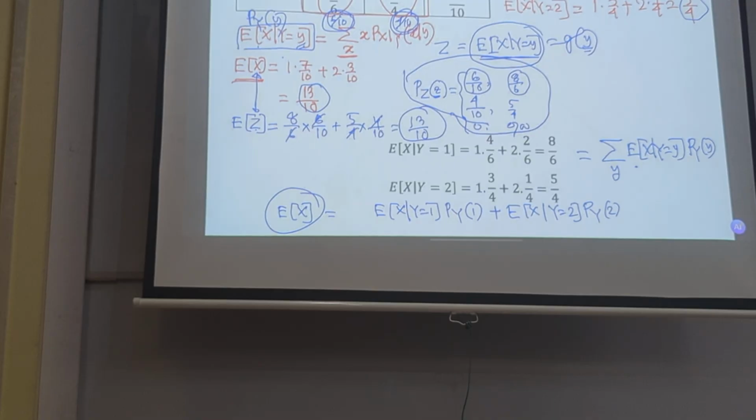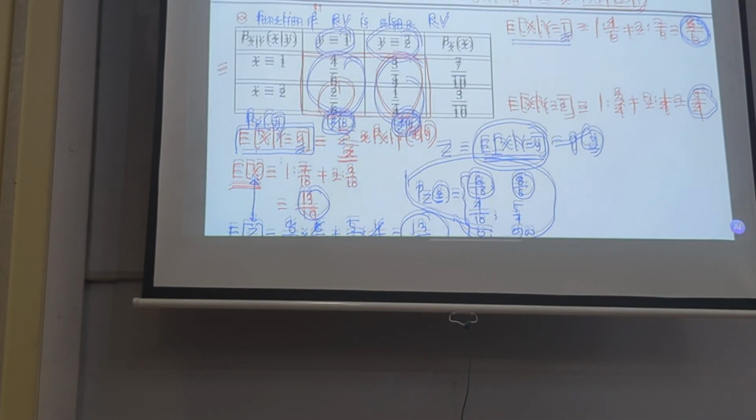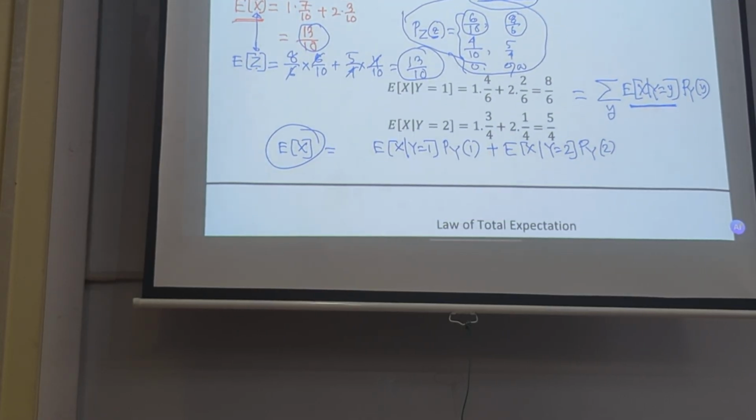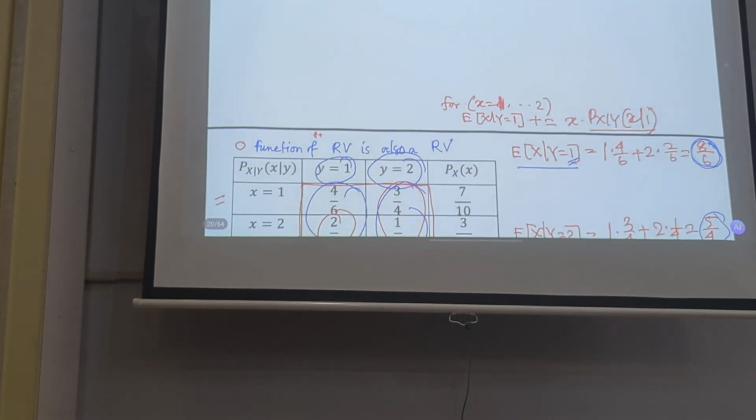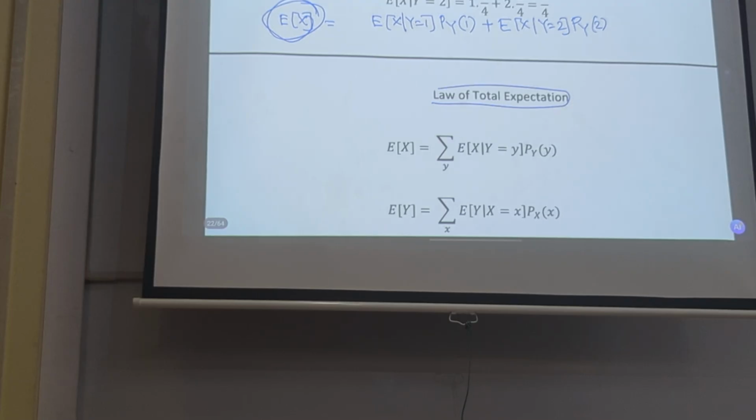So here what we are doing, we are calculating the expected value of X part by part. For each value of Y, we are calculating one expected value. For another value of Y, we are calculating another expected value. And the weighted average of these two gives us the total expectation of X. That's why we call this formula the law of total expectation.